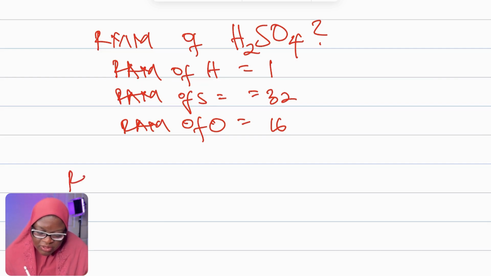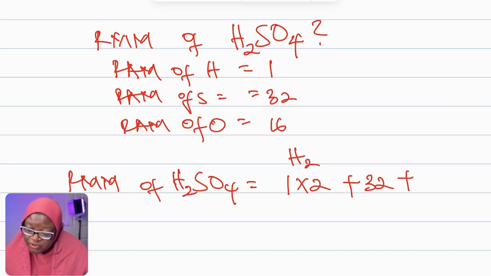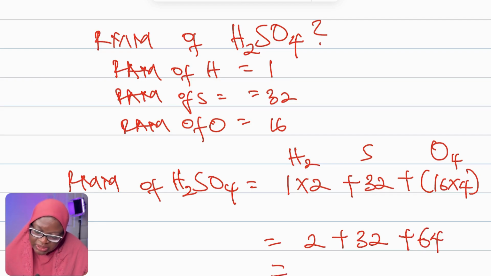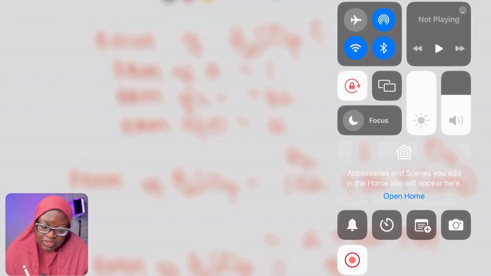So the relative molecular mass of H2SO4 will be equal to 1 times 2 to represent that of hydrogen, H2, plus S is 32, plus oxygen, we have 4 of such, 16 times 4. So that is going to be 2 plus 32 plus 64, and that will be 98. So the relative molecular mass of H2SO4 is 98. I hope you understand it now. Good. Let's take another example. What is the relative molecular mass?